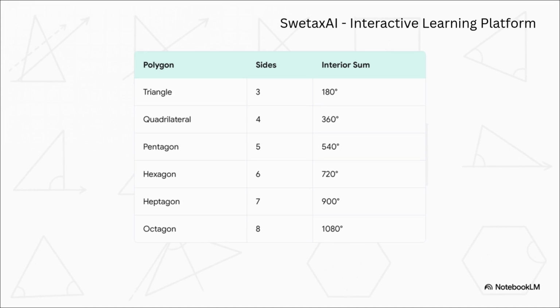A 3-sided triangle is 180. A 4-sided quadrilateral is 360. Pentagon, 540. By the time you get to an 8-sided octagon, those interior angles add up to a massive 1080 degrees. This formula basically maps the internal space of any polygon out there.